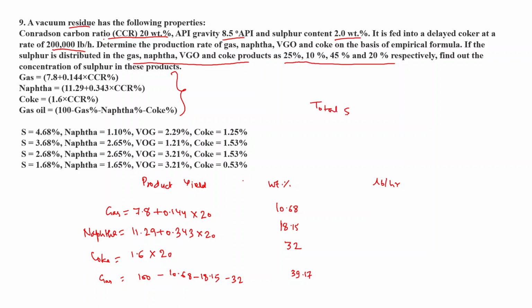Total sulfur, let us calculate in feed. It is given 2%. So basically 0.02 of the feed, which is given as 2 lakh pounds per hour, which will give us 4,000 pounds per hour.